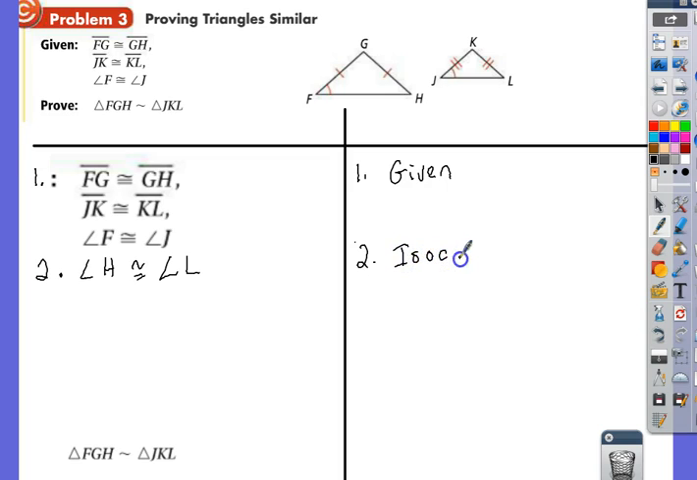Close. Isosceles triangle theorem. And if I'd started out with the angles and wanted to know the sides, that would be the converse of the isosceles triangle theorem. All right, so now I know that angle H is congruent to angle F, and I know that angle L is congruent to angle J. How does that relate H and L together?